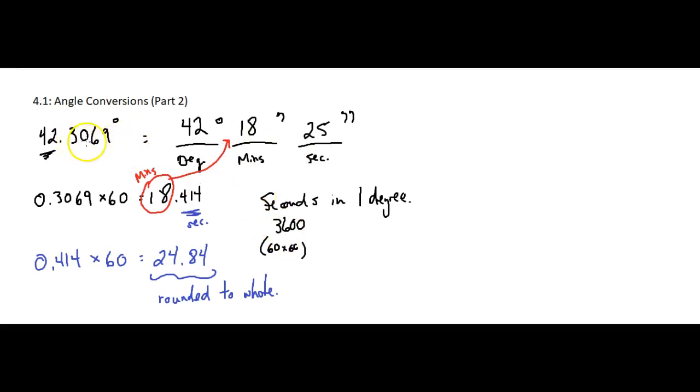So 42.3069 is a decimal degree, and 42 degrees, 18 minutes, 25 seconds is in DMS. Great. So the big thing for going in that direction is to multiply the decimal parts by 60, okay? Next we will go in the other direction, from DMS into decimal degrees.